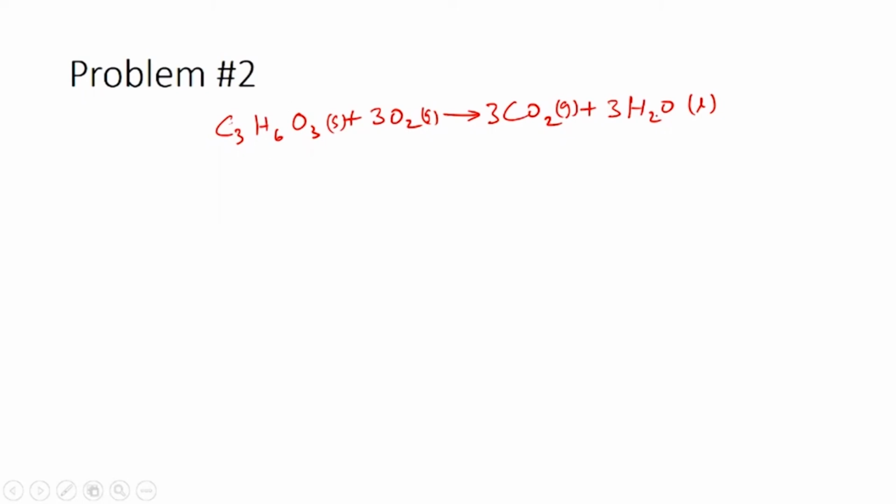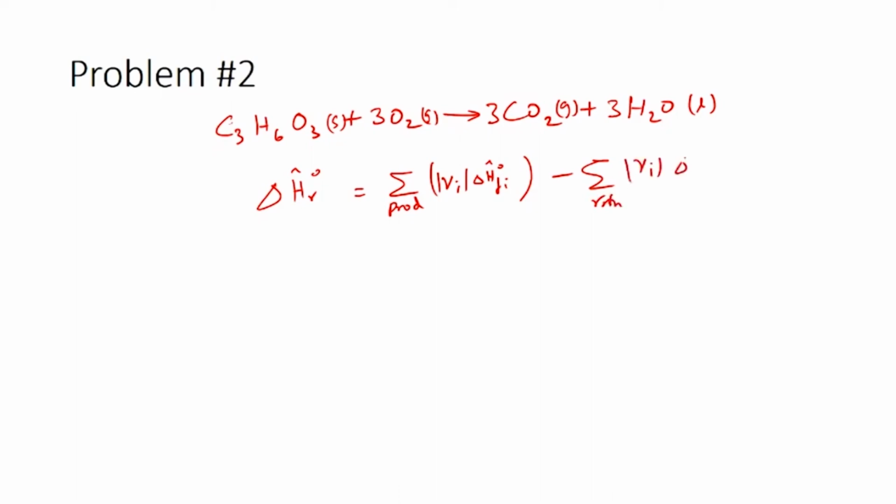Because this equation is there, we have the heat of formation for lactic acid, carbon dioxide and water. We can calculate the heat of this reaction, which is the combustion reaction, again using Hess's law. The equation would be the sigma of products nu_i delta H_f, minus the sigma of reactants nu_i delta H_f, and these values for the heats of formation have been given.